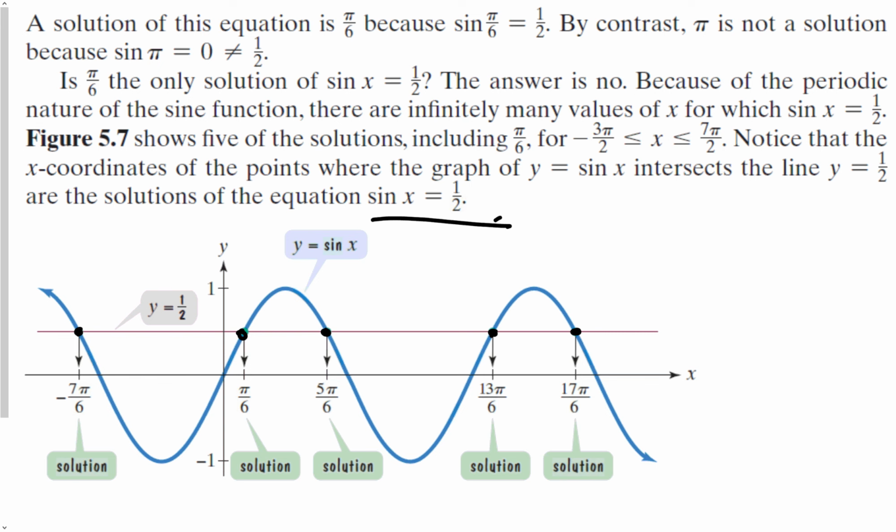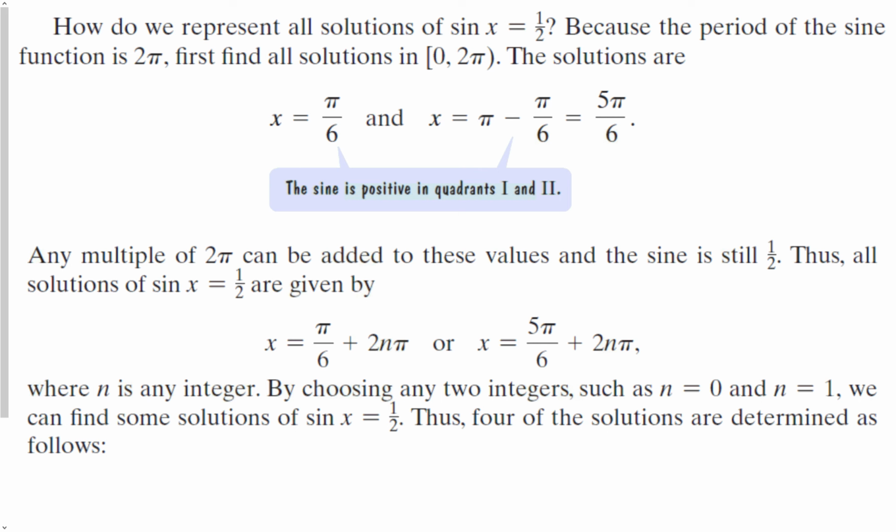And then 13 pi over 6 and 17 pi over 6. Hopefully you notice that that is one period, and that this is another period, so the distance between those two is 2 pi, and the distance between those two is 2 pi. So we know that pi over 6 is our answer, and any angle with a reference angle of pi over 6 is going to have the same sine. It's just going to be positive or negative based on what quadrant it's in. So first and second quadrants give me my 2 answers for sine.